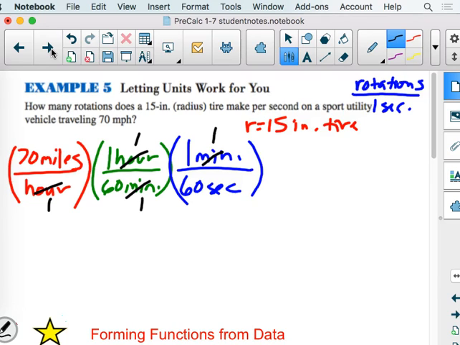So right now, we have miles per second. That's not what they wanted. They wanted rotations per second. Okay, well, we've got the second part. Obviously, there's something about rotations that we're supposed to know here.